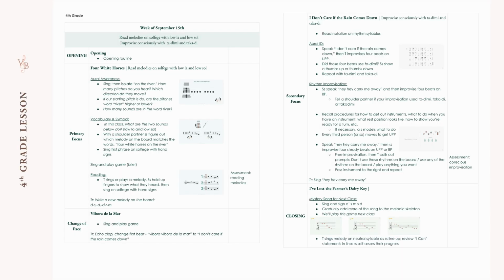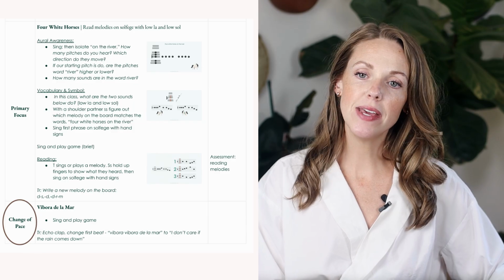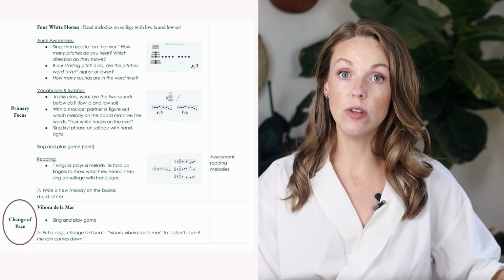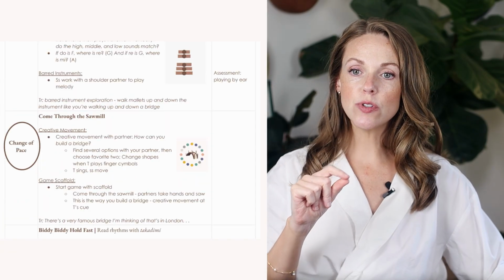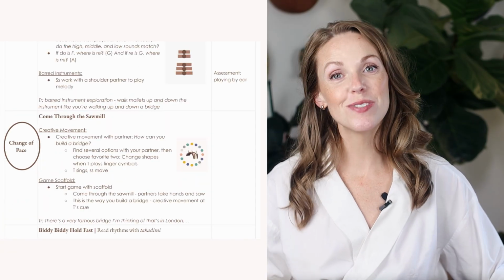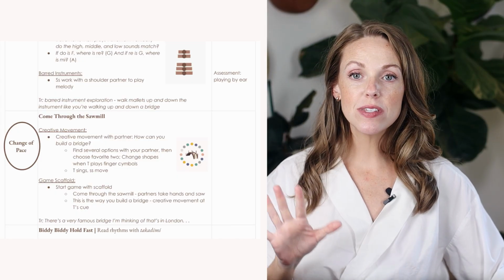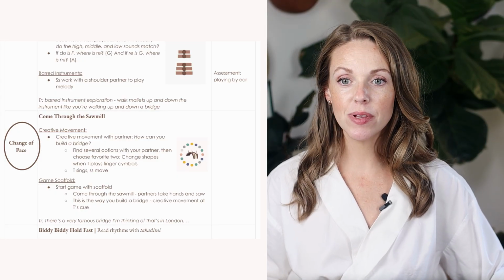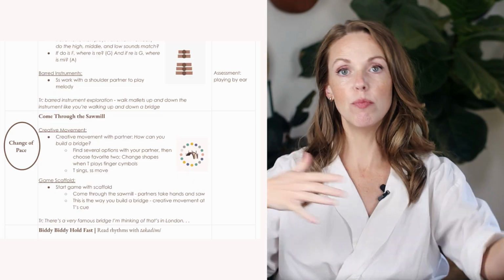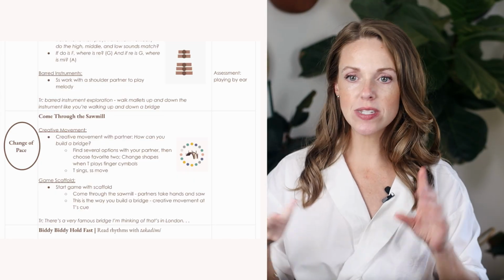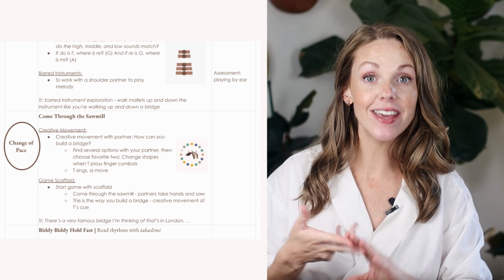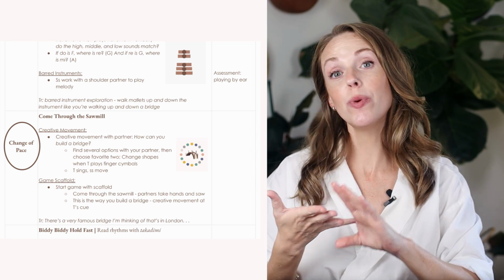So here's a fourth grade example where we've done some reading in the primary focus of the lesson plan. And then here for the change of pace, we're going to sing and play the game to a known song. In this case, Víbora de la Mar. And in second grade, students don't know the game Come Through the Sawmill yet, but we are still breaking up the lesson plan by including some creative movement. It's a creative movement invitation with their partner. So there's still some free choice. There is still creativity happening in this change of pace section while we learn the game.